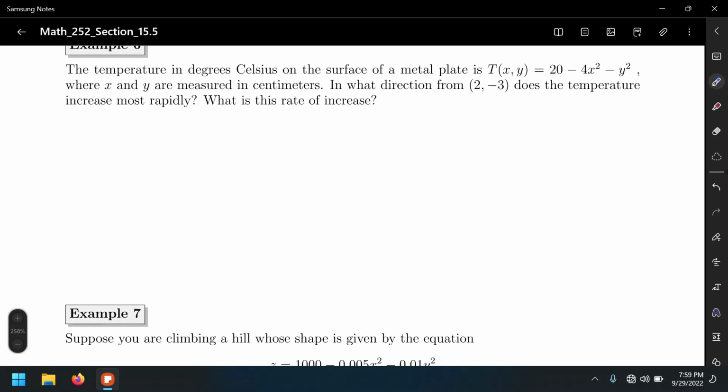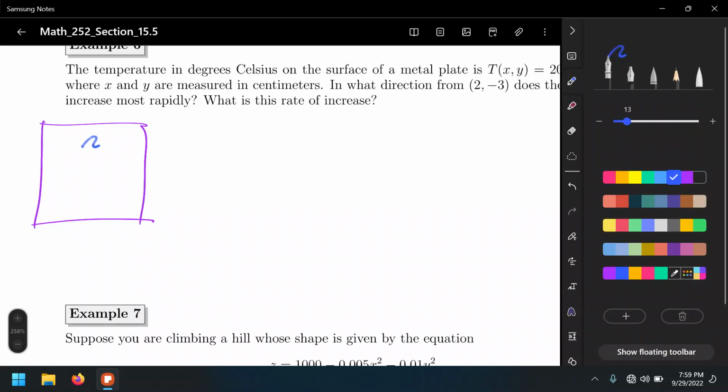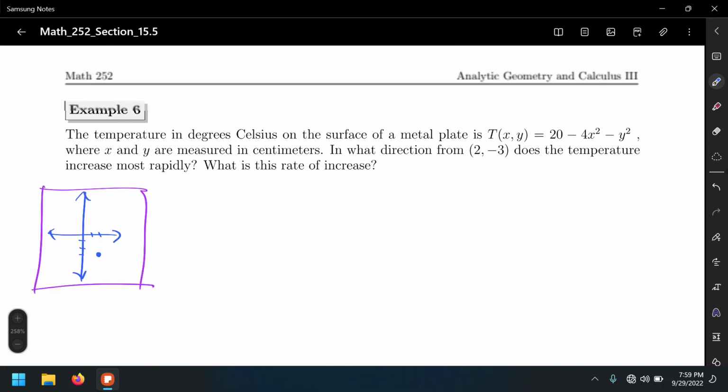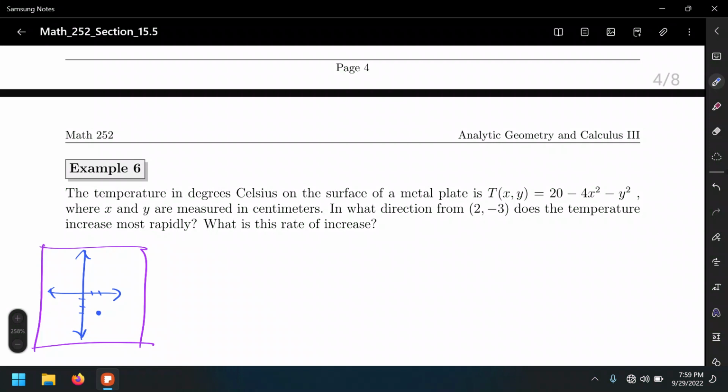Okay, so number one, how about we draw a metal plate. Let's think of it as a rectangle, and we will impose a Cartesian plane here, and let's go to the point (2, -3). That's that point. Starting from that point we can go in pretty much infinitely many directions. Maybe where the temperature increases most rapidly is this direction, maybe that direction, maybe that direction. We don't know. We will figure it out.